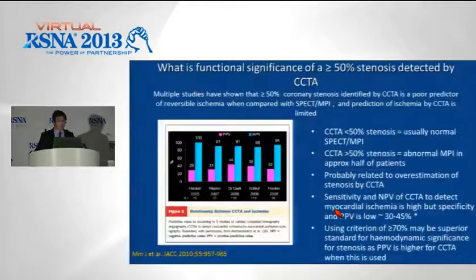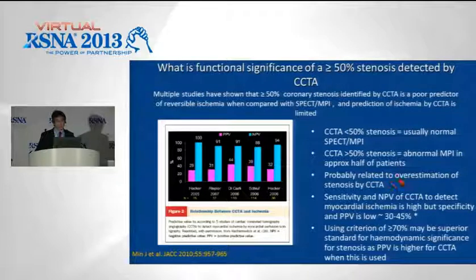What about cardiac CT? Well, what is the functional significance of a more than 50% stenosis detected by CT? Many studies have been done over the years showing that a more than 50% coronary stenosis seen on CT is a poor predictor of reversible ischemia when compared with SPECT or nuclear medicine imaging. And prediction of ischemia by CT is limited. Essentially, it's very easy to remember. If the CT shows less than 50% stenosis, usually the nuclear medicine study is normal. If the CT shows more than 50% stenosis, you get an abnormal nuke in approximately half your patients.